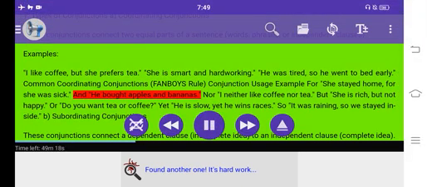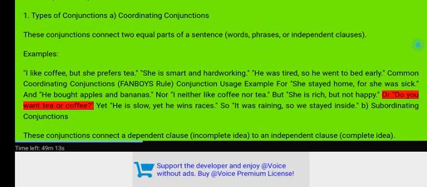And: he bought apples and bananas. Nor: I like neither coffee nor tea. But: she is rich, but not happy. Or: do you want tea or coffee? Yet: he is slow, yet he wins races. So: it was raining, so he stayed inside.